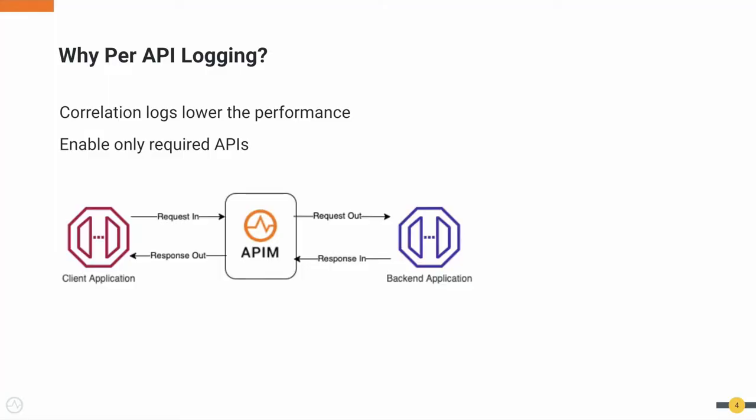Correlation logs contain lots of data and it causes lower performance. On the other hand, it logs details of all the APIs, but per API logging lets you enable logging for selected APIs. Per API logging tracks requests that come in and out of the API Manager. It collects data from the request in, request out, response in, and response out.